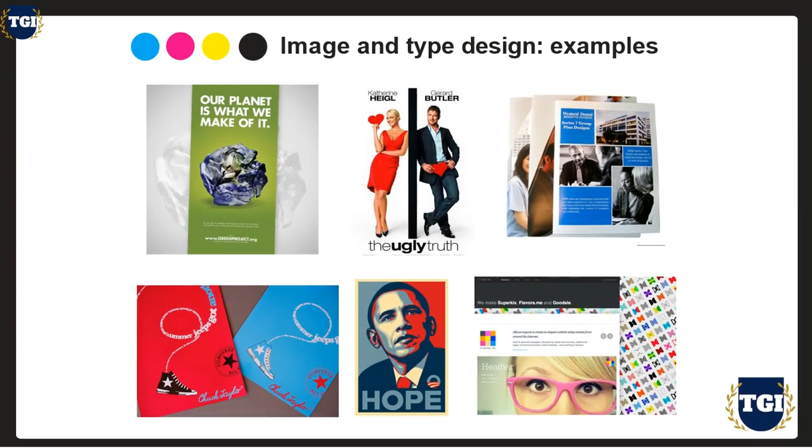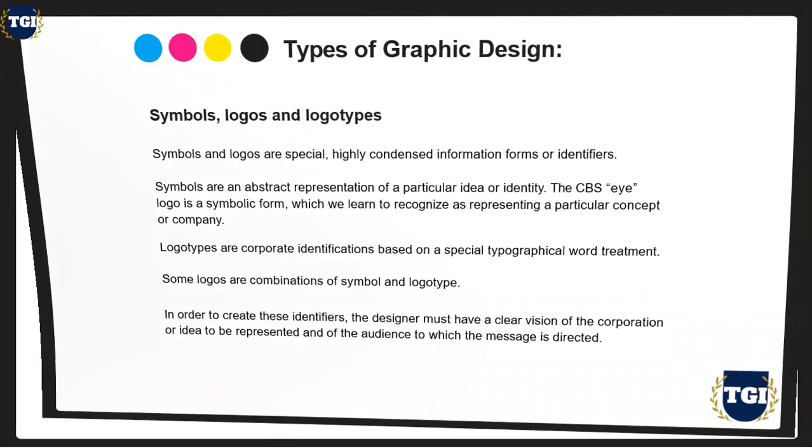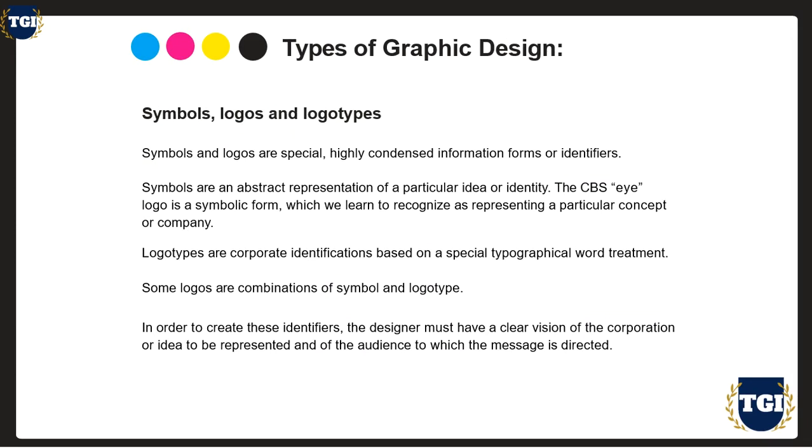So these are examples. You see images and text combined together. That's what actually makes a very beautiful graphic design. Now let's look at the next type of graphic design, which is symbols, logos, and logo types. I'm just going to be brief here because we are going to really look at this when we are designing logos. Symbols and logos are special, highly condensed information forms or identifiers.